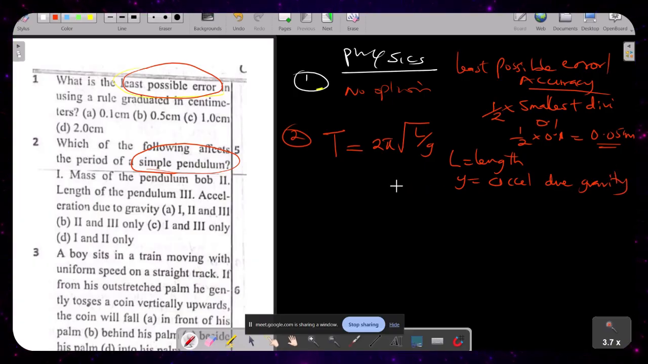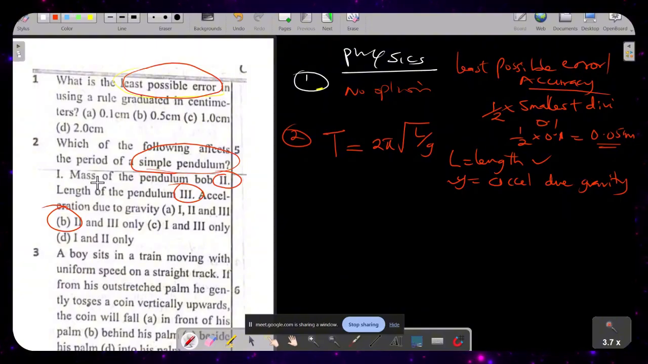So now coming to this, what do we have as options? Option A, we have the mass of the pendulum. There's no mass here. Then the next one is the length of the pendulum. I've already mentioned the length of the pendulum. Then the next one is acceleration due to gravity. So the correct option is going to be the one that has 2 and 3. So option B is the correct option. Very simple questions. The questions they will ask you are not difficult.